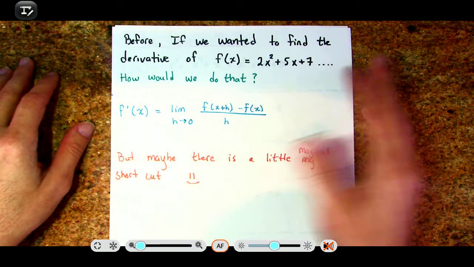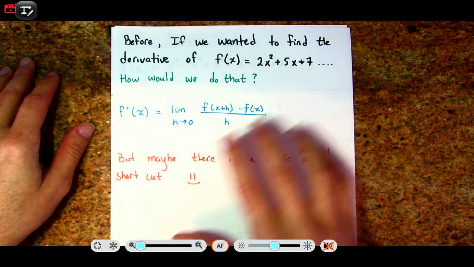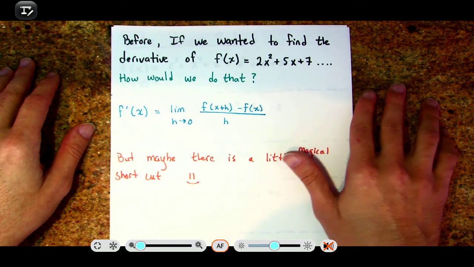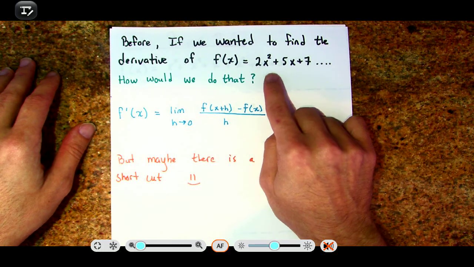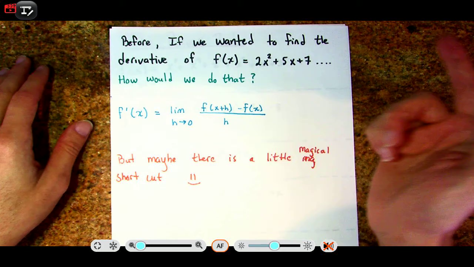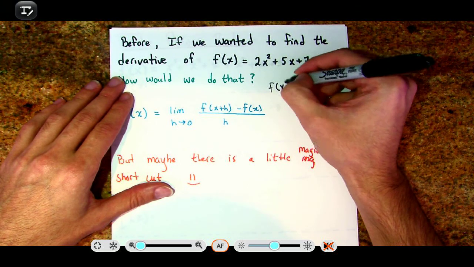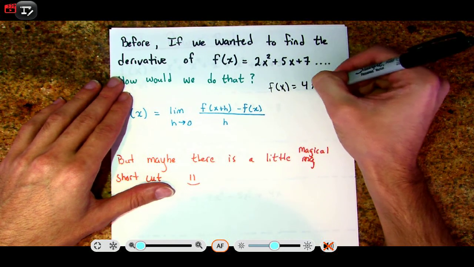But maybe there's a little bit of magic and maybe a little bit of a shortcut. So here, what I'd like you to do is try, on your own, just using this formula, to find the derivative of this function. And if you find it, it should have been 4x plus 5, okay?